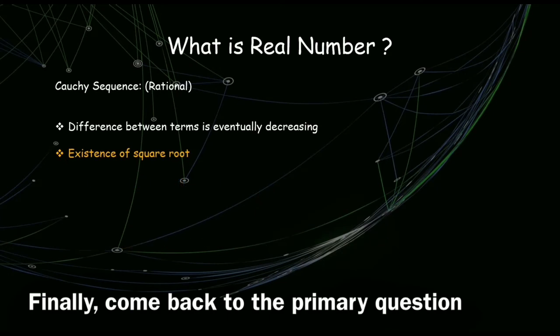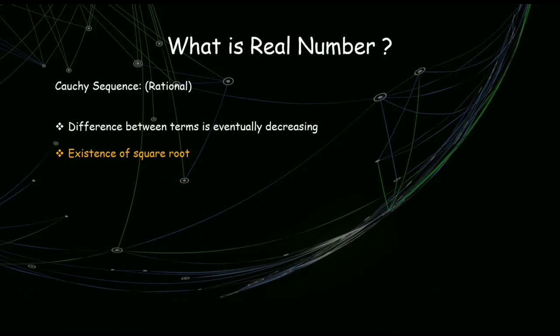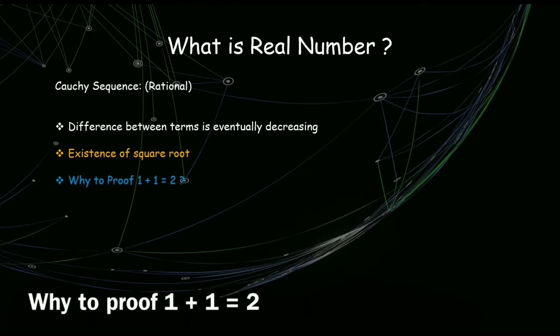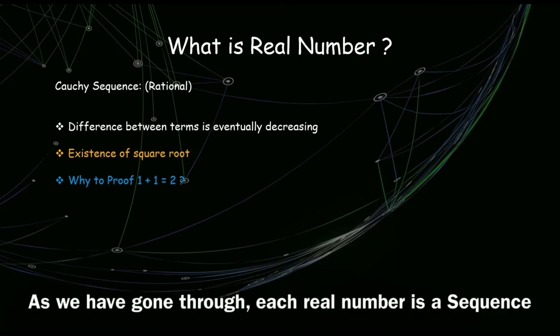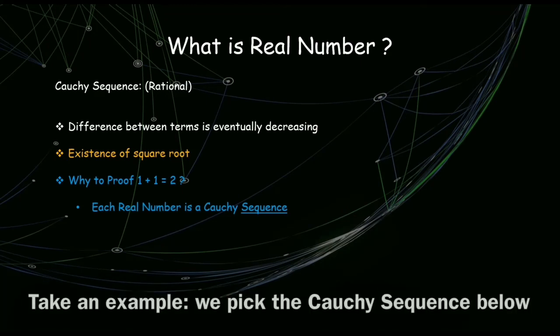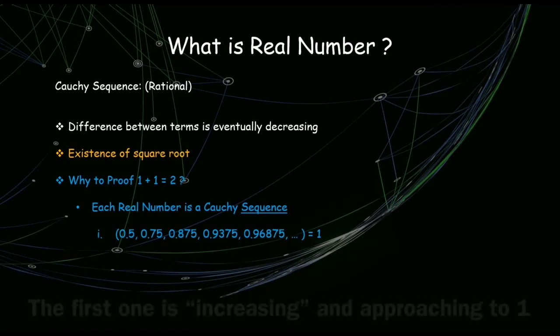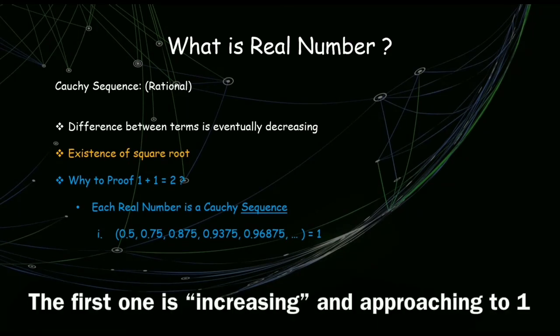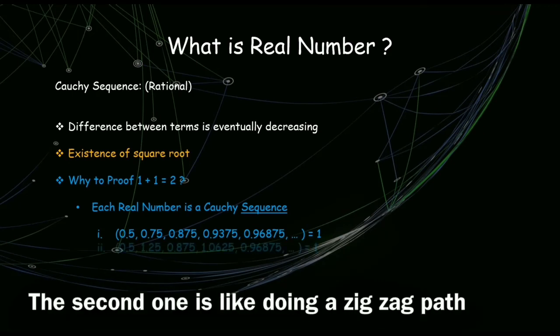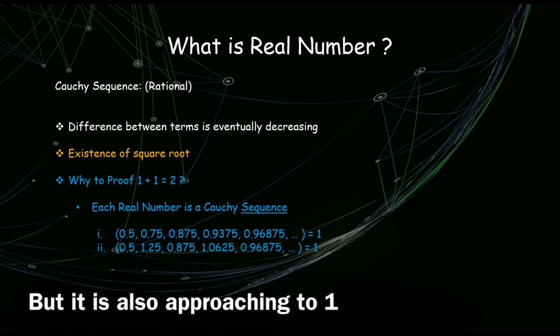Finally, come back to the primary question. Why prove that 1 plus 1 equals 2? As we have gone through, each real number is a sequence. Take an example. We pick the Cauchy sequences below. The first one is increasing and approaching 1. The second one is like doing a zigzag path, but this is also approaching 1.